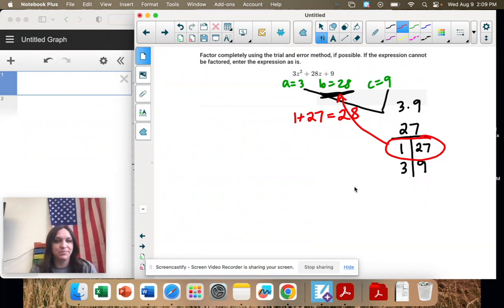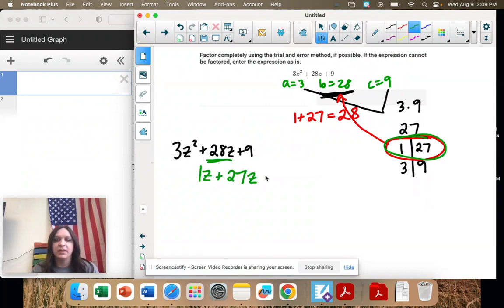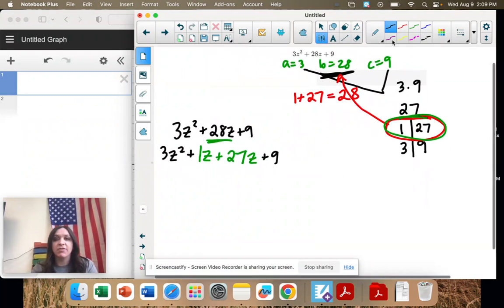That's what we need. So now I'm just going to rewrite this down here. 3z squared plus 28z plus 9. We're going to rewrite 28 using our factors. So I have 1z plus 27z. And then the plus 9 and the 3z squared are still there. So we're just rewriting it. That's all factoring is. And then we do grouping.